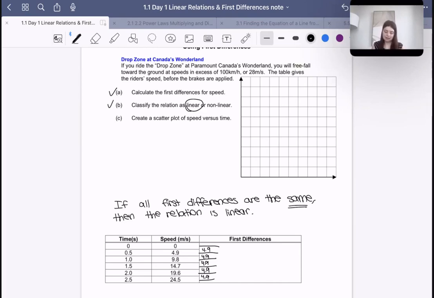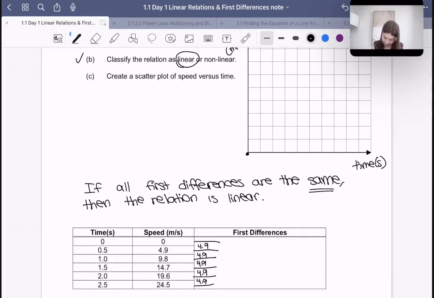And the last one says to create a scatter plot of speed versus time. So let's do that. Let's put time as our x value, and let's put speed as our y value, and let's plot this out. And it should look like a line if we've plotted the points correctly, right? If it doesn't look like a line, then we have some problem, because before we said that it is a linear relation and that it is a line, basically. And if it isn't, then we've got a problem, right? So, okay, let's do that.